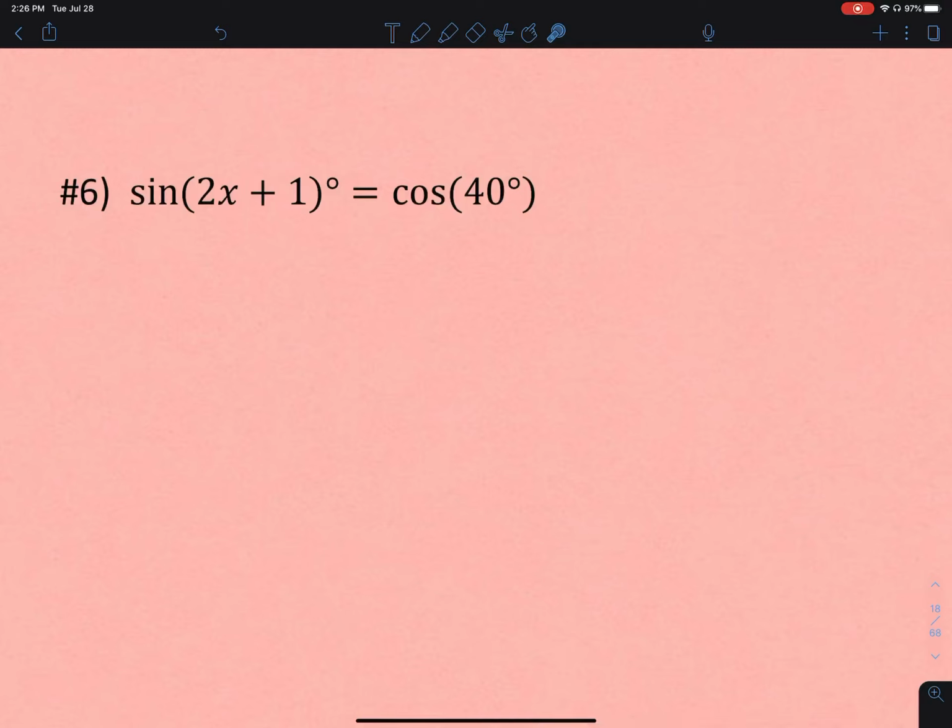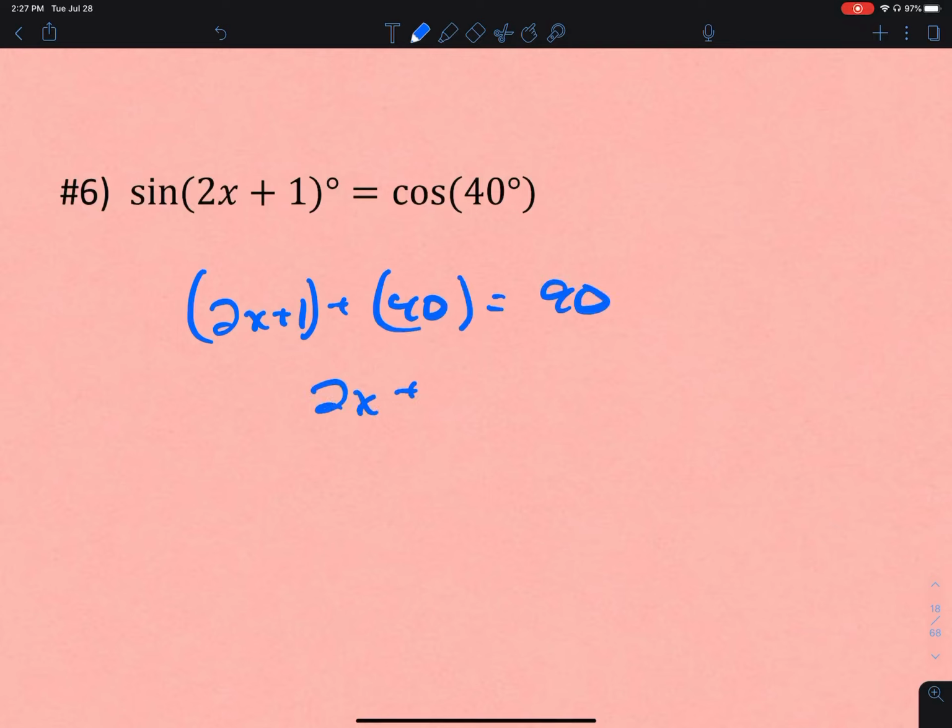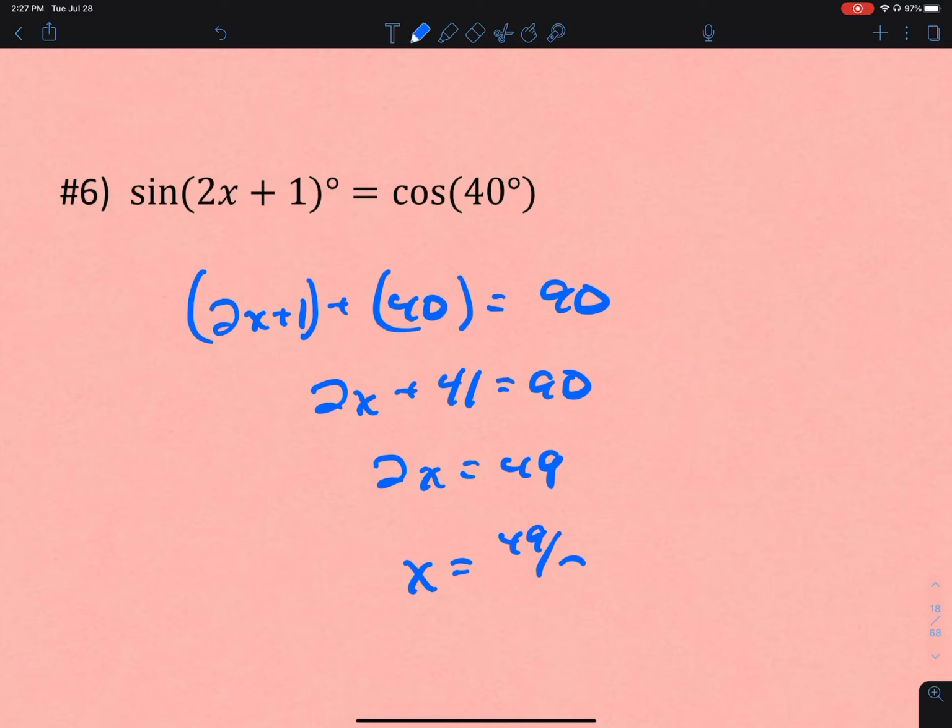This one's a little more complicated, so we're going to show work for this. Sine and cosine are equal. Therefore, these angles are complementary. I said one thing, I wrote something else. Since these are equal, these angles are complementary, so when you add them up, you get 90. So that would be 2x plus 41 is 90. Therefore, 2x is 49. Therefore, x is 49 over 2.